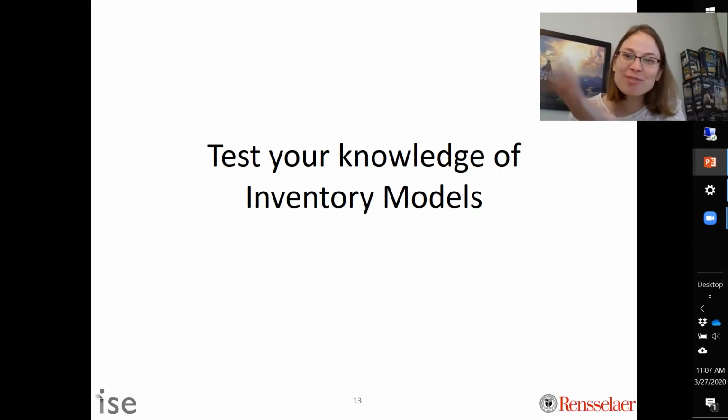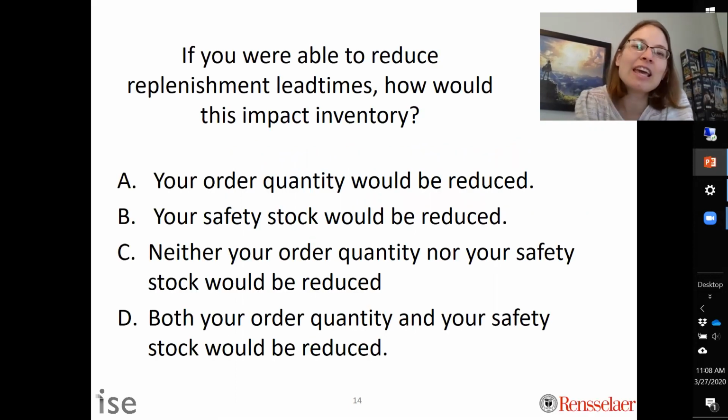All right, so assuming you've already done this, which I really encourage you to do, the first question is, if you were able to reduce replenishment lead times, how would this impact inventory? Would it impact your order quantity, which it would reduce? Would your safety stock be reduced? Or neither your order quantity nor your safety stock would be reduced, so neither of them, or both of them? So what do you think?